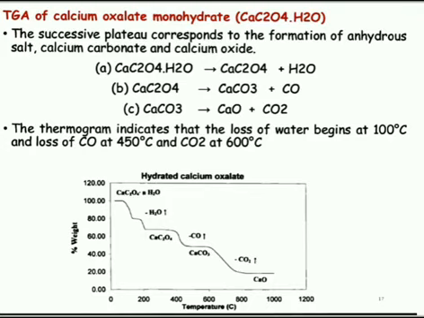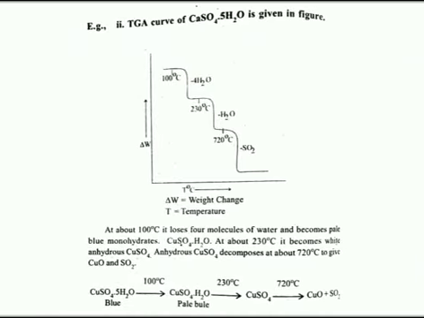So here the calcium oxalate monohydrate thermogram shows the loss of a water molecule and the formation of calcium carbonate and calcium oxide, which we can measure. Then we can take another example, the TGA curve of copper sulfate pentahydrate that is given in the figure. In this figure, at about 100 degrees Celsius, it loses 4 molecules of water.